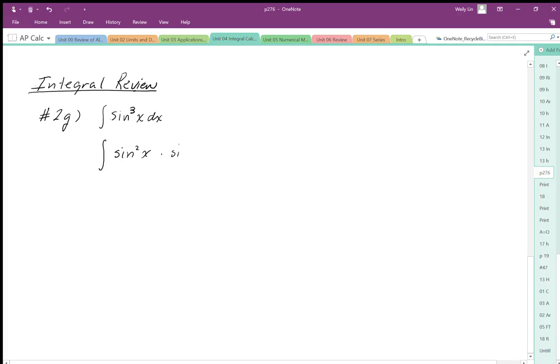times sine x dx. And if we can somehow generate a cos, then our derivative of cos will be negative sine x dx, and we can account for this outside piece right here. So we're going to use a trig identity where sine squared x is going to be 1 minus cos squared x.